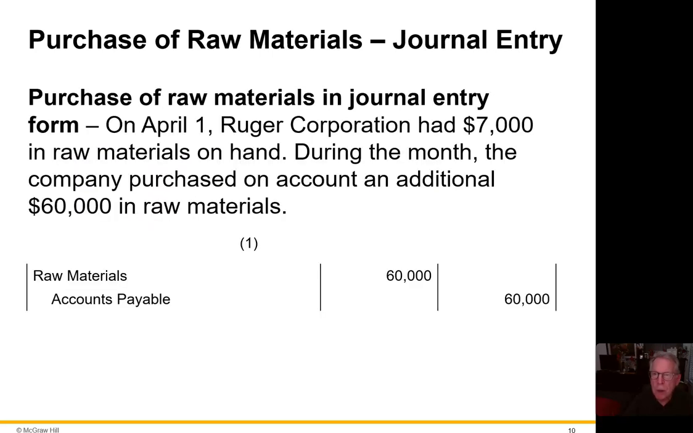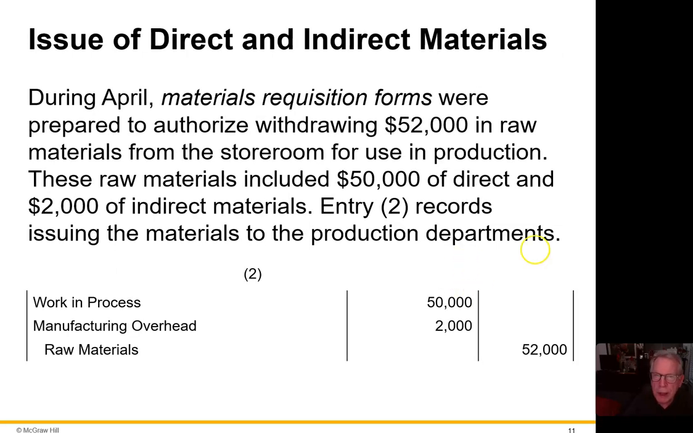Okay, now we purchase some raw materials in journal entry form. So here we're going to purchase on April 1, we had beginning raw materials of 7,000, and during the month we purchased an additional 60,000 in raw materials. And we purchase that in the normal way. Okay, pretty straightforward there.